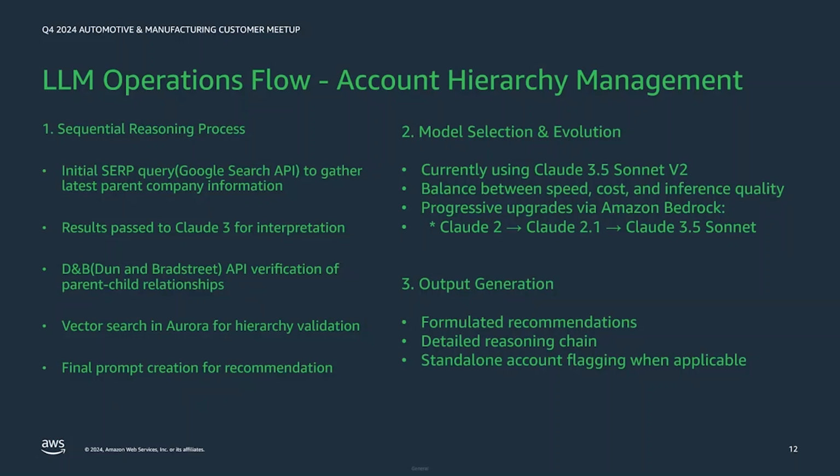Once we have all this information in place, we do the final prompt creation for recommendation. So we ask the LLM that, for this particular account, these are the Google search results, this is the result that we got from DNB, and this is the result that we have within our Aurora database. Based on that, the LLM recommends what the hierarchy of an account should be, so the parent and the ultimate parent. Most weightage is given to the data that we get from DNB because of the accuracy. The least weightage is given to the Google search results.